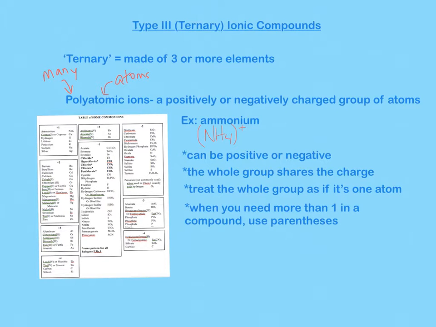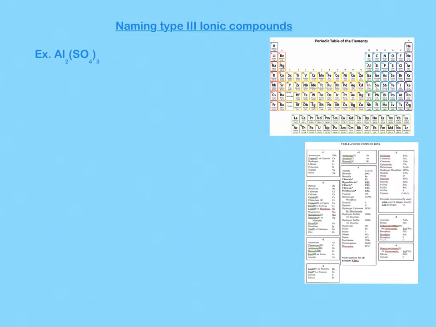And the last rule would be when you need more than one in a compound, you would use parentheses. So for example, if I were going to say that I need 2 NH4s, I would put NH4, parentheses, and then put the 2 on the outside. So these are the basic rules of the polyatomic ions, which lead us to our ternary ionic compounds. So we're going to start with naming the type 3 ionic compounds, and we'll jump right in with an example. You'll need your periodic table and your table of your ions.